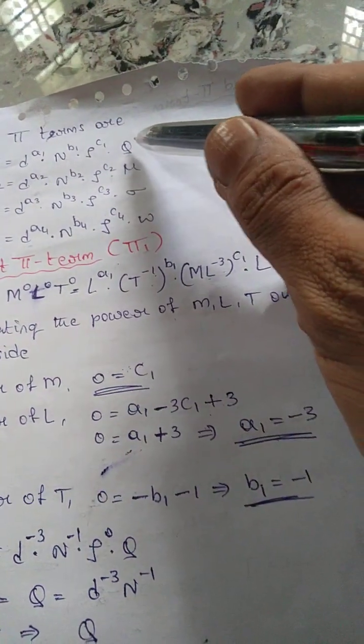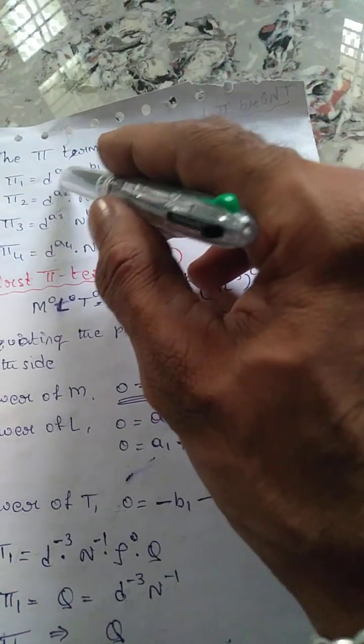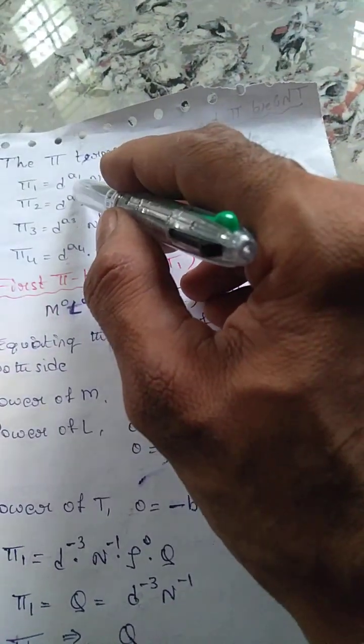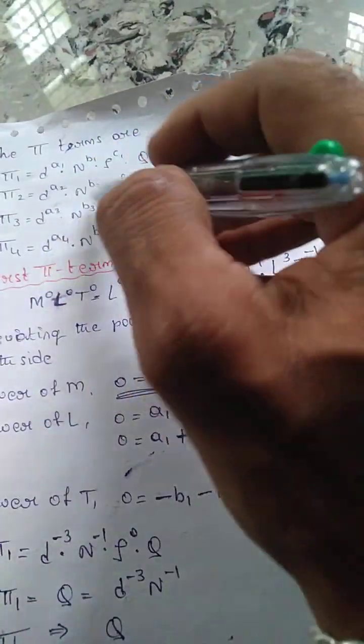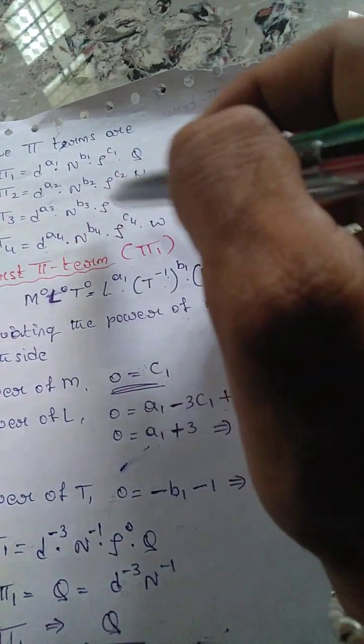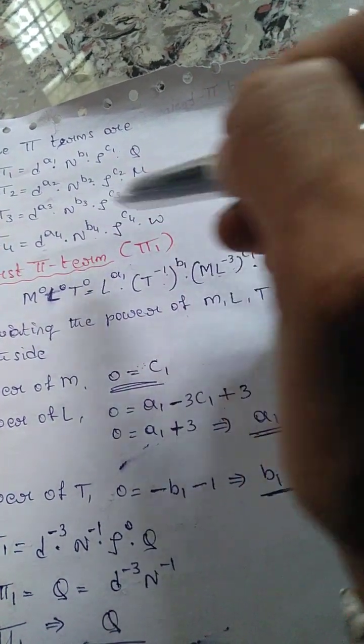There is no power for this one, because only for repeated terms a1 b1 c1 is given, then a2 b2 c2, a3 b3 c3, a4 b4 c4.